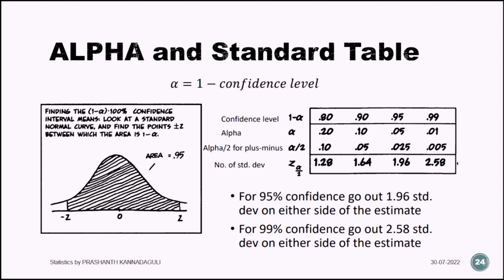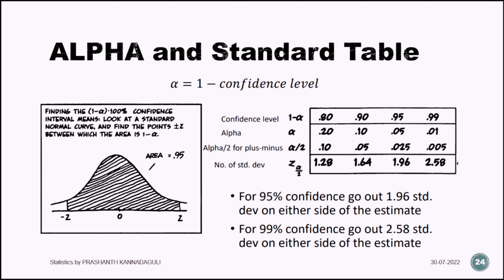Now I am considering alpha by 2. That is because the error is present on both sides. Let's take the same example we were dealing with so far, 0.95. So 0.95 is the area under the curve within the confidence interval. Outside this, on both sides, I have equal area. So total error is 5%, 0.05. The right side will have half of that, and the left side will have the remaining half.